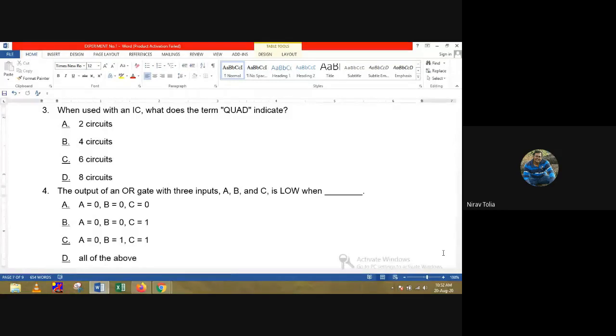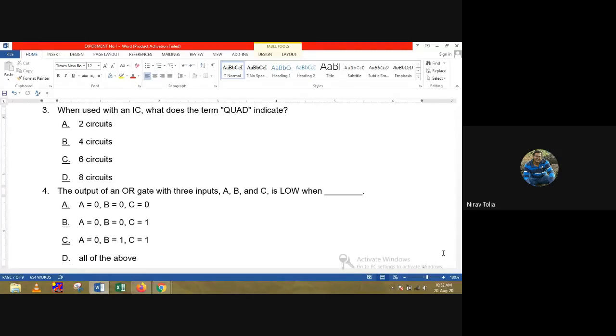Now the next one: the output of an OR gate with 3 inputs A, B, C is low. So we have a 3 input OR gate, and the output will be low. So what is the possibility of the input for that? Okay, Parthiv gives the answer. What is the possibility of an OR gate giving you the low output? There is only one possibility: if all the inputs of the OR gate are low, then the output will be low. So the answer is A only.